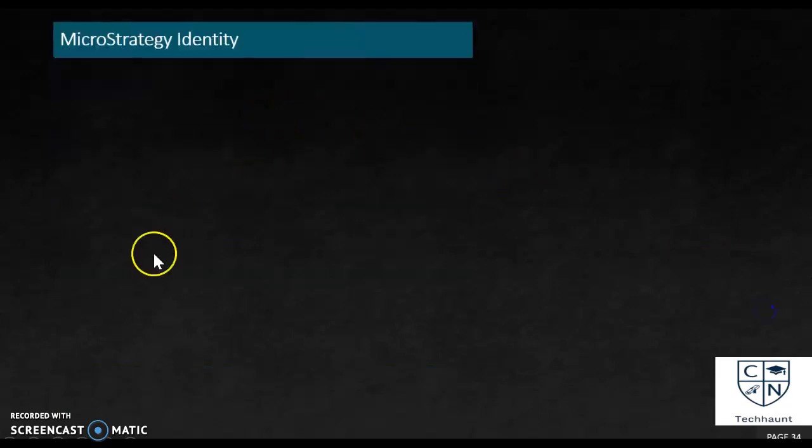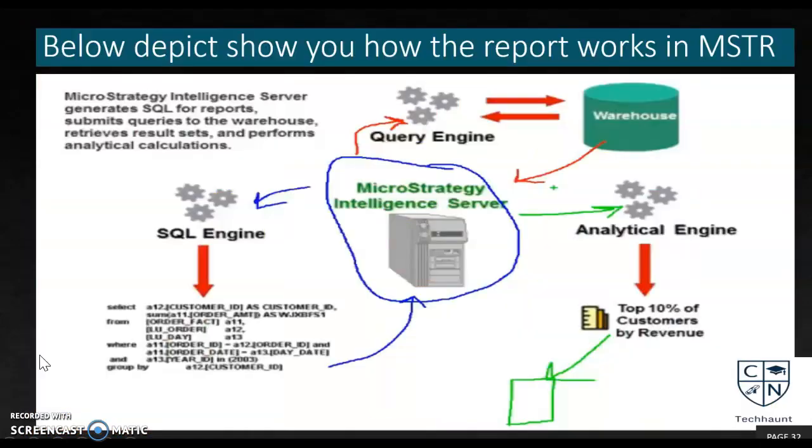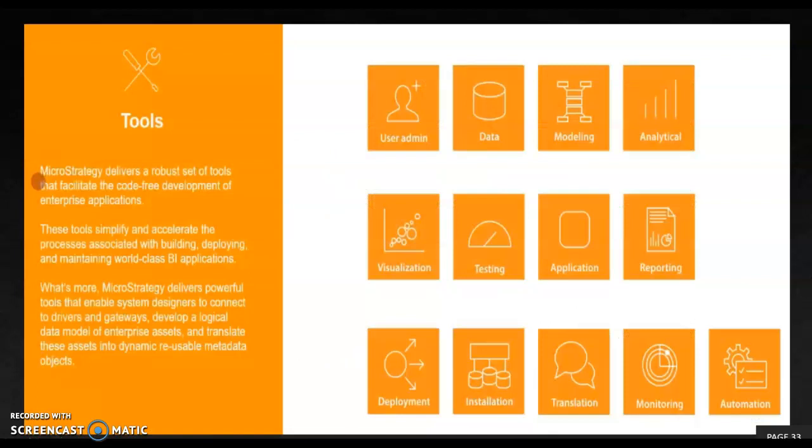Okay, so into your next slide, that is the tools. What are the tools we have in MicroStrategy? MicroStrategy delivers a robust set of tools that facilitate the code-free development of enterprise applications. We have user admin, data source, modeling, and the analytical engine. We have visualization, like the dossiers we can create. We have some features of testing. We have application, referring to our project in MSTR. We have reporting features, and deployment, installation, translation, and many more features.